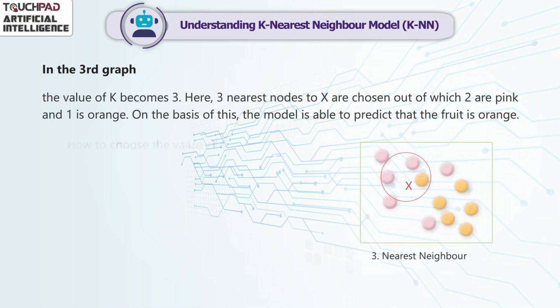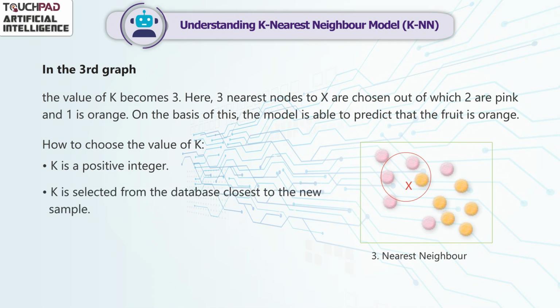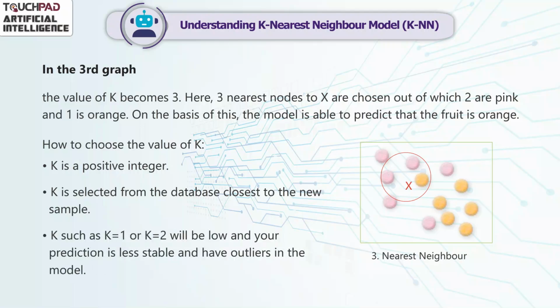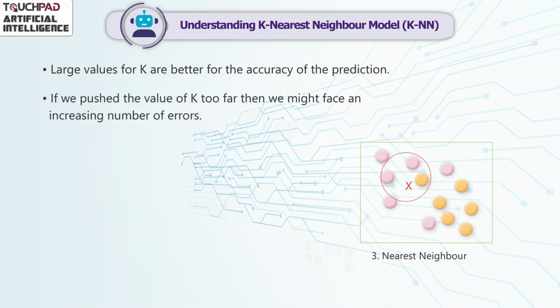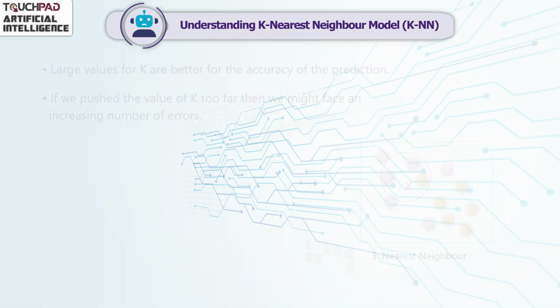How to choose the value of k? K is a positive integer. K is selected from the database closest to the new sample. Low values of k, such as k equal to 1 or k equal to 2, make your prediction less stable and sensitive to outliers in the model. Large values for k are better for the accuracy of the prediction. If we push the value of k too far, then we might face an increasing number of errors.